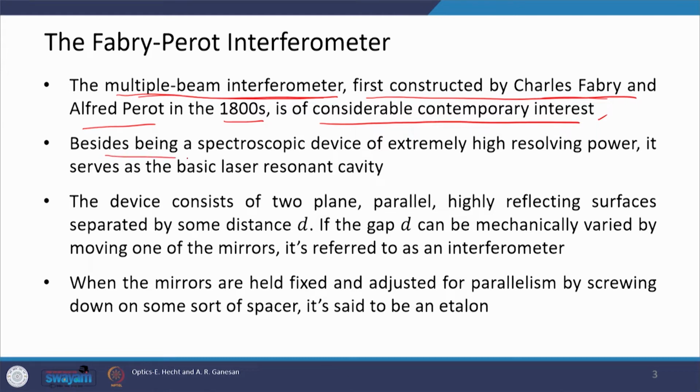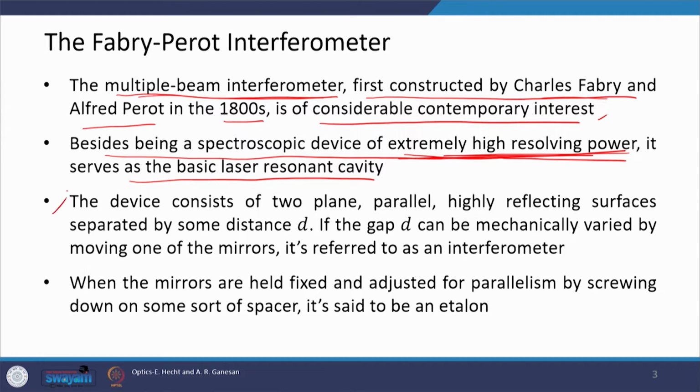Besides being a spectroscopic device of extremely high resolving power, it serves as a basic laser resonant cavity. In today's or tomorrow's class, we will learn how to calculate the resolving power of the Fabry-Perot interferometer. But how does a Fabry-Perot interferometer work as a laser resonant cavity? This we will learn while talking about lasers.